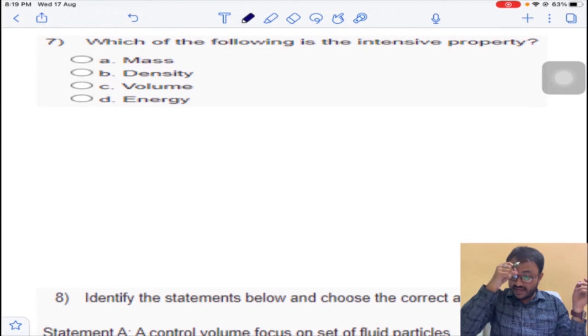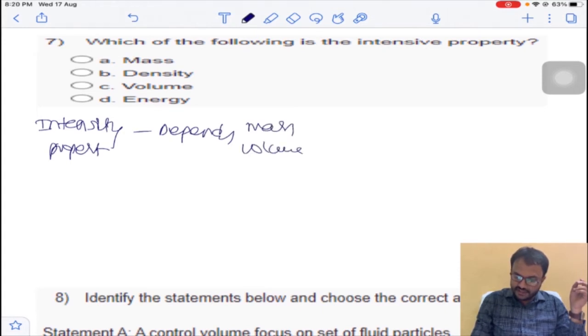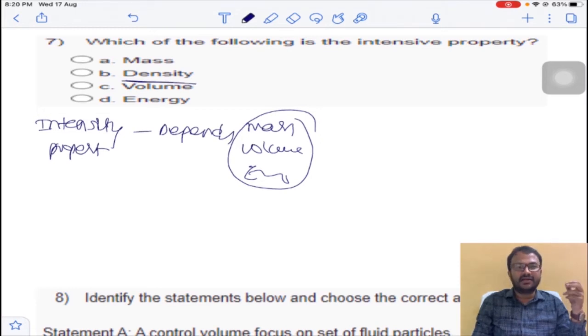And which of the following is an intensive property? So first of all, we need to define what is an intensive property and what is an extensive property. Intensive properties do not depend upon the quantity of matter. Extensive properties depend on quantity. So here mass is a quantity, volume is a quantity, and energy is a quantity. Remaining only density, it is not a quantity.